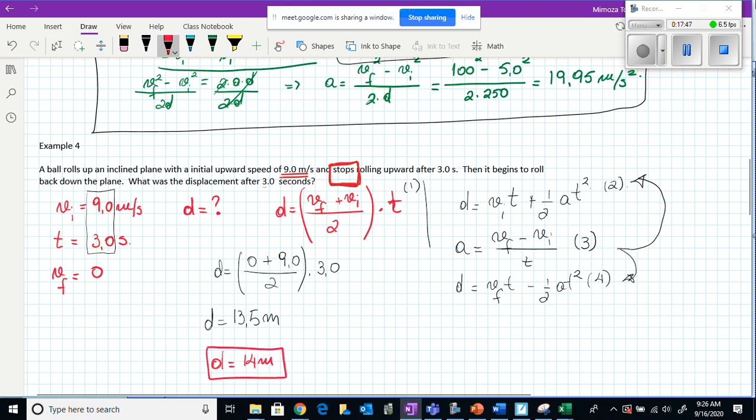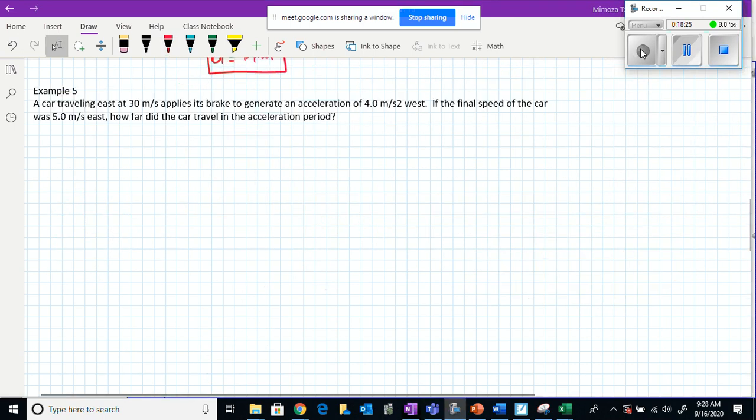Is it clear to everyone that there is not one single way to solve a problem using kinematics equations? As we stated here, we can use directly the formula V final plus V initial over 2 times time, or we can find the acceleration as a very first step, step 1, and then either use equation 2 or equation 4, and we will have the same answer. Questions about this? Okay. So let's move now to the 5th example here.